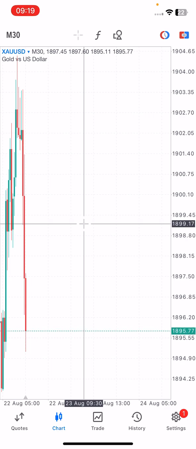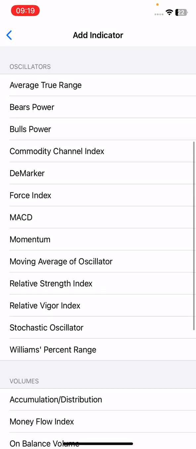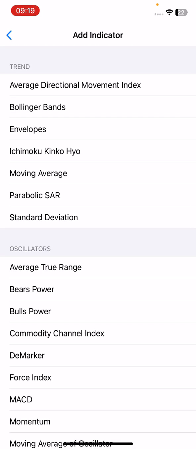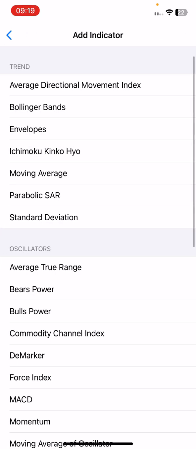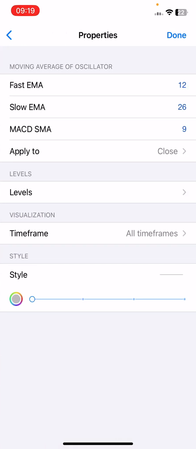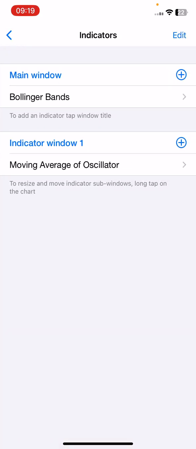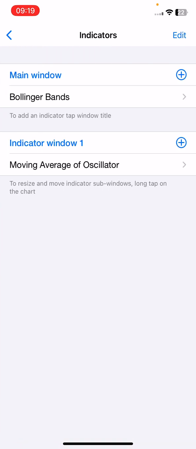This F stands for indicators. We have a lot of indicators, it depends on the one you want to use. We have Bollinger Bands. I don't trade with indicators, so I don't usually use them. The most common is the moving average, but I don't need it. But in case you'll be using indicators, that's how to add them: click on F, then click on indicators.